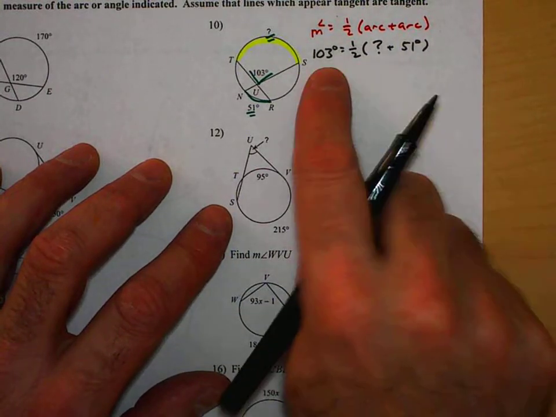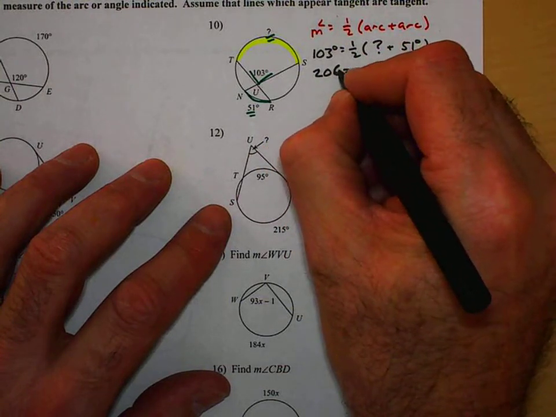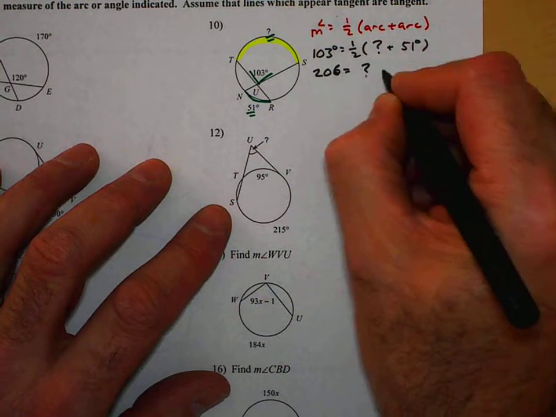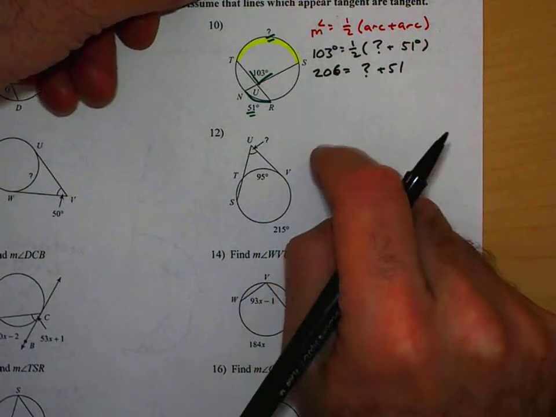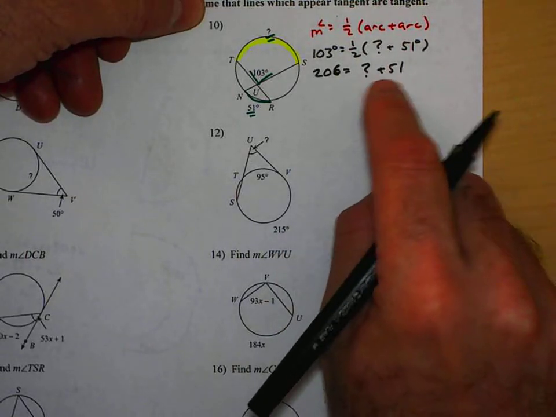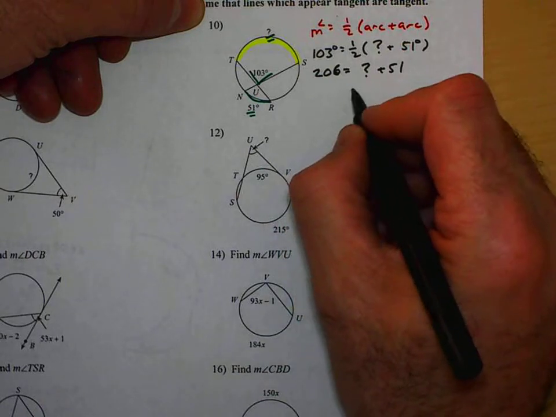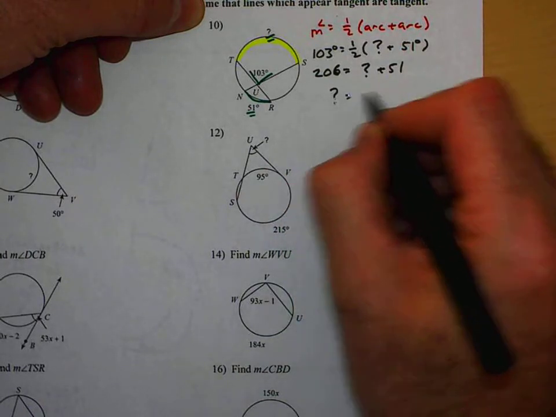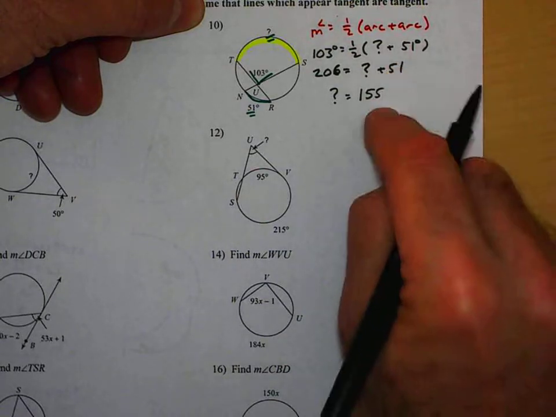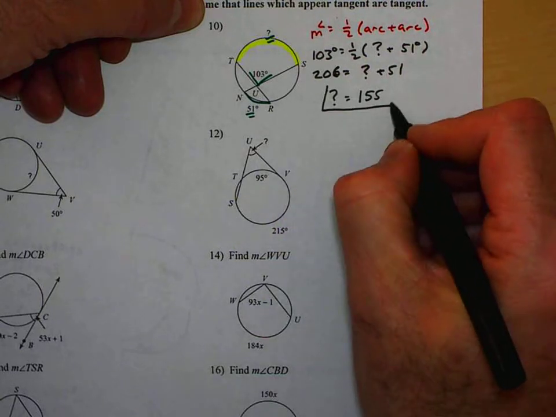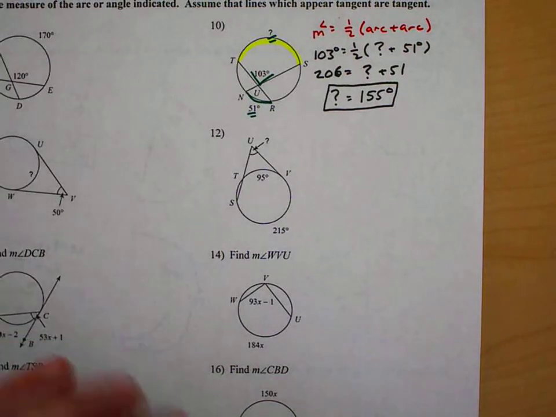I always like to double both sides, get rid of the fraction first. So you got 206 equals, and this is all algebra. You can do it how you want. There's a couple different ways you could do it, but I would assume getting rid of that fraction would make many of you happy so that you don't have to mess with that. Subtract 51 from both sides, and we get 155. So question mark should equal 155. If I add those two together, I get 206. Feeling pretty good about that answer. And that is going to be my question mark, is 155 degrees.